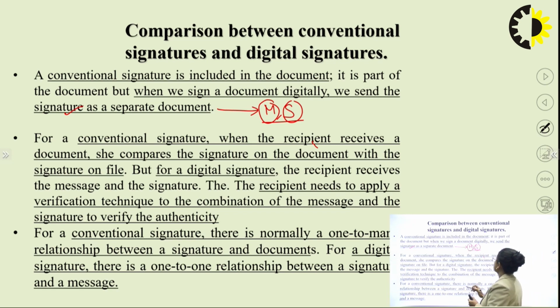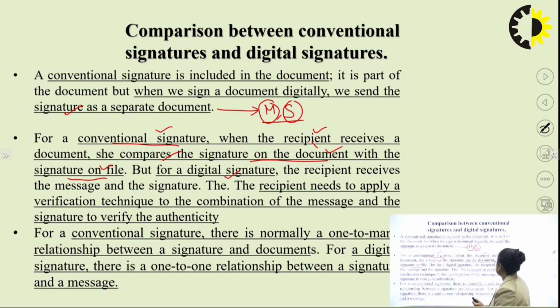Then the next difference is when the receiver gets a copy with a signature, what does she do? I'm talking about the conventional or manual one. She compares the signature that is on the document with the signature that is on file to ensure that it is the right signatory person who has signed the document. That is what happens in the conventional one.